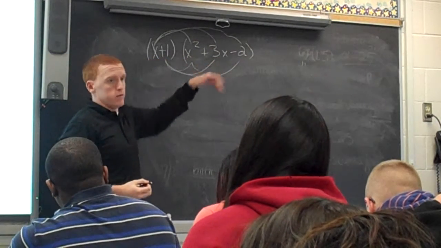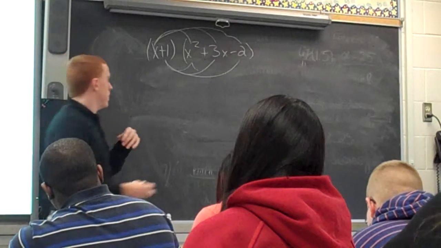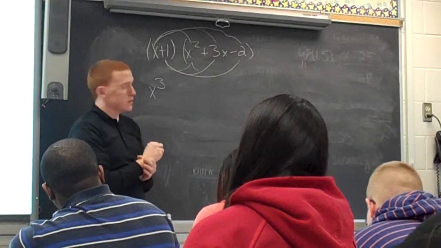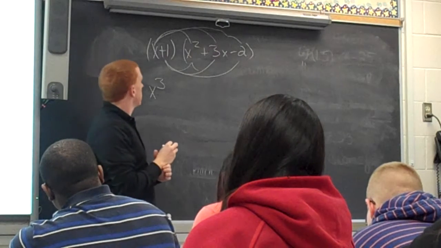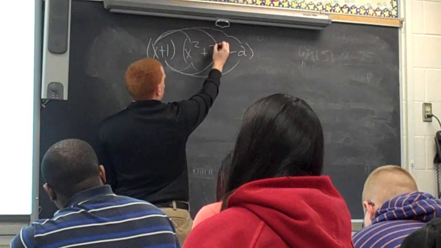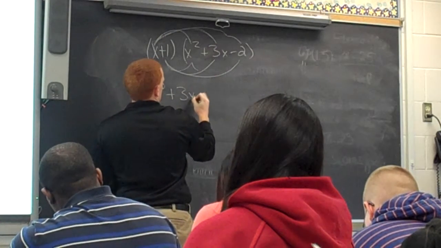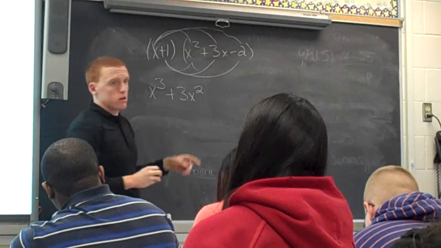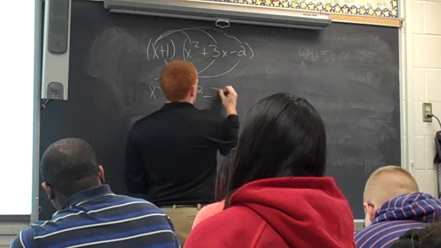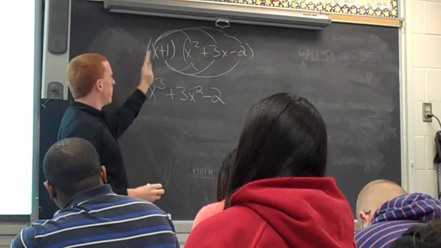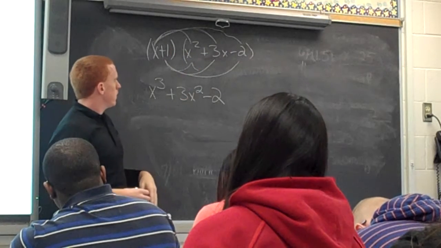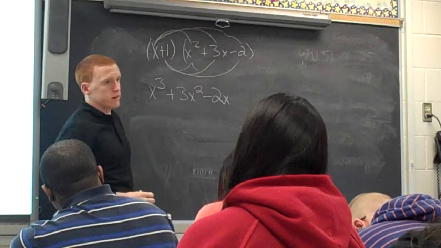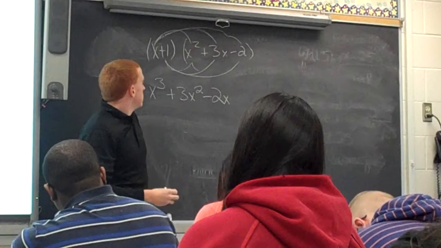So what's x times x squared? X to the third. Okay, x times 3x? 3x squared. Okay, so now I'm going to do x times negative 2. Negative 2x. Okay, so I'm done with x now, I'm on to 1. So 1 times x squared. Oh, I forgot the x on that. So 1 times x squared. It's just going to be x squared.